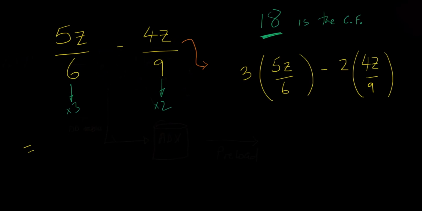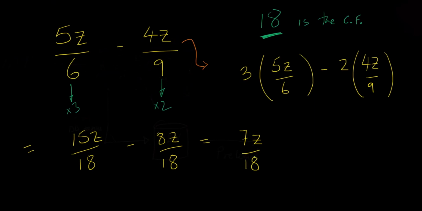So then you do. It's going to be 3. So 15z over 18, minus 8z over 18, which is equal to 7z over 18. That's it. That's your answer.